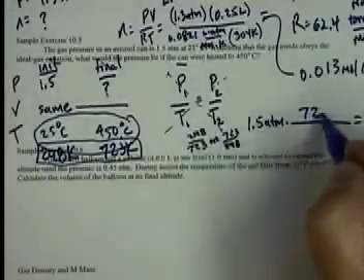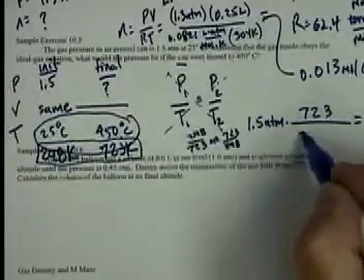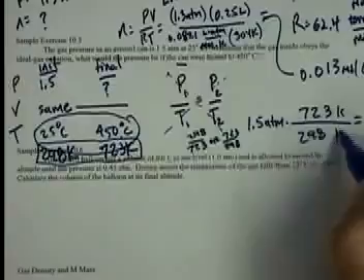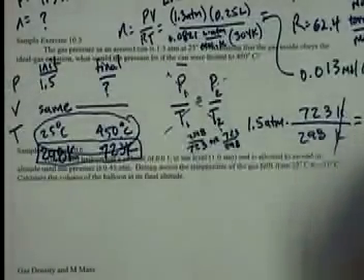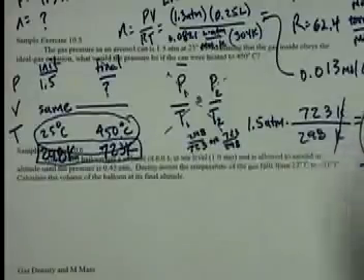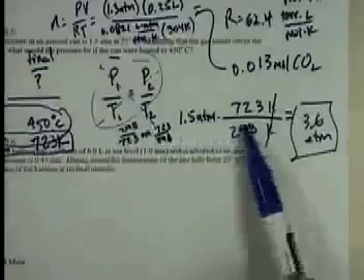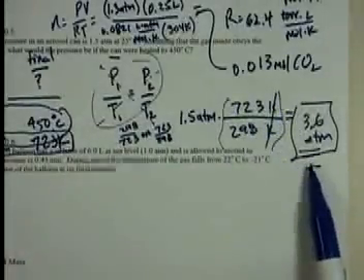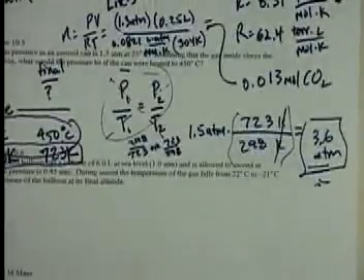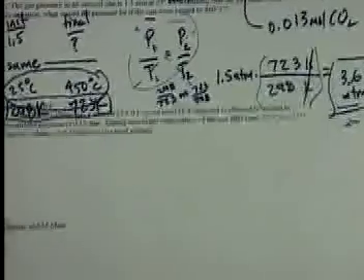Well, I'd choose the one with the bigger number on the top, right? 723 over 298. Notice your Kelvin and Kelvin cancel, and your answer will be in atmospheres, and you end up with 3.6 atmospheres. You can do the same thing just by plugging and chugging in this equation, but this way allows you to think through it right away and say, did my pressure get larger? It was supposed to get larger. Yes, I multiplied by a ratio to make it get larger.